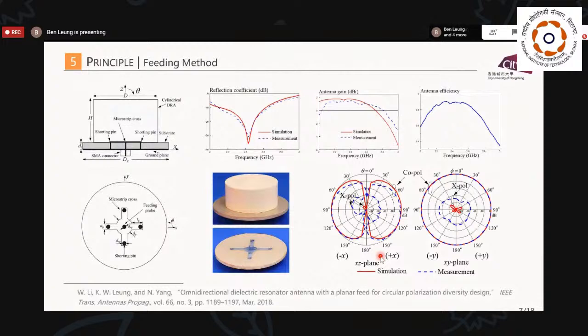Okay, next, we consider another design for the polarization diversity DRA. Here we use a planar feed for the TM mode. Now with this planar feed, we don't need the probe feed penetration. Now this is the microstrip cross with shorting pins at the four ends of the cross. Now, as we can see, it is a TM mode.